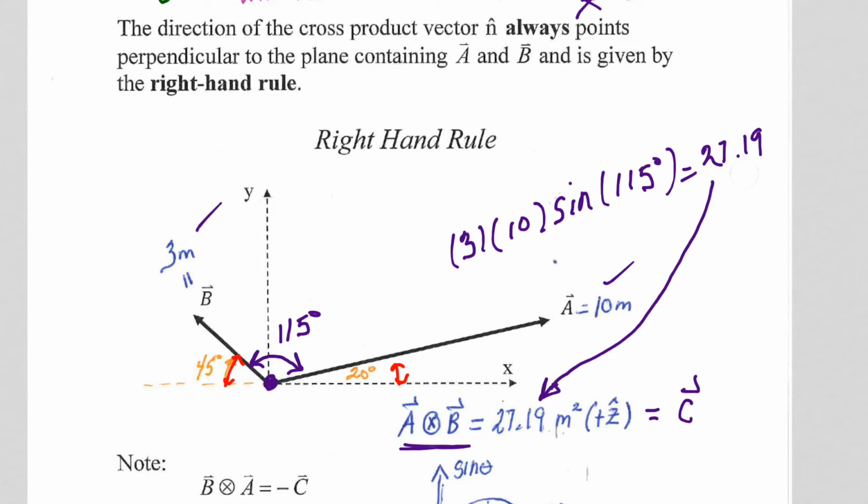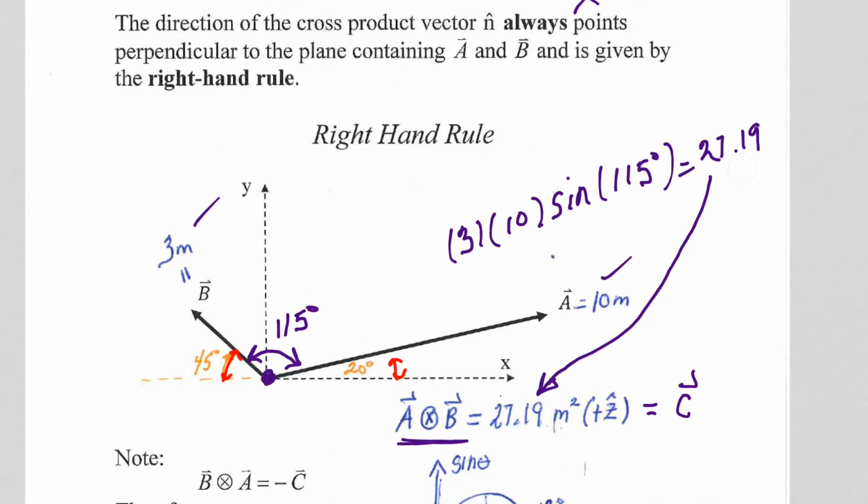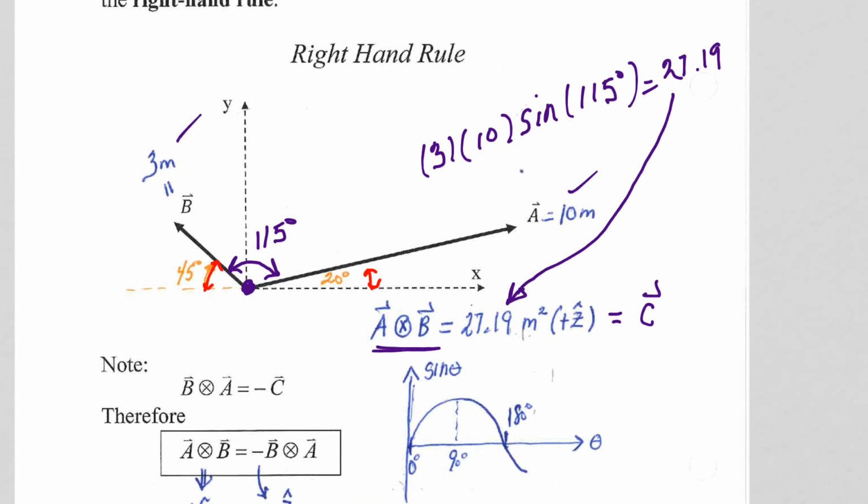Now the positive z hat, same deal. It's that karate chopping right hand rule. We put our right hand down, karate chopping the page, rotate our right hand. It's a little uncomfortable to have our pinky point in the direction of vector A, curl our fist in the direction of vector B, and stick our thumb out. So positive z hat. Notice, had we been told to do B cross A, we would get the same numerical answer. The 27.19 would be the same. So A cross B gives positive z hat 27.19.